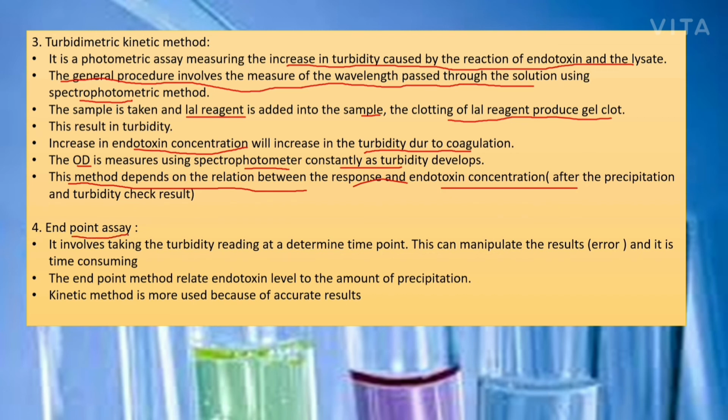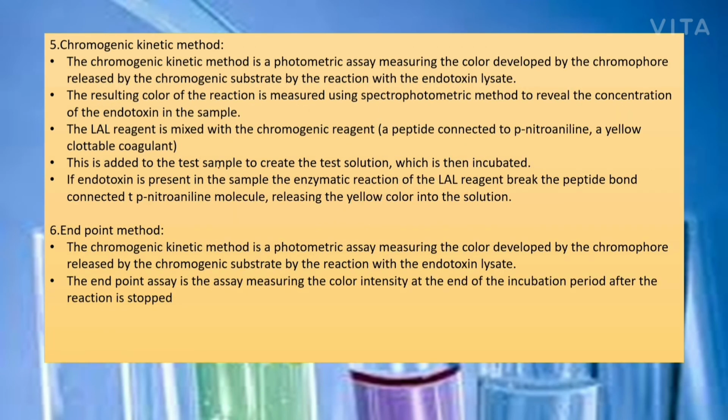Now we will see the turbidimetric endpoint assay. This is also a photometric assay. It involves taking the turbidity reading at a determined point. The problem with this assay is that it can manipulate the results if the readings are not taken at the particular determined time. Now let us see the chromogenic kinetic method.